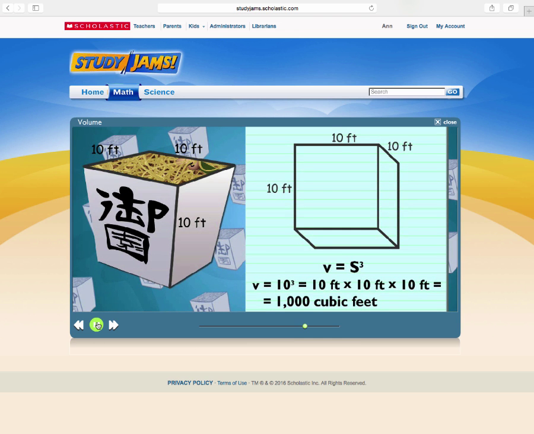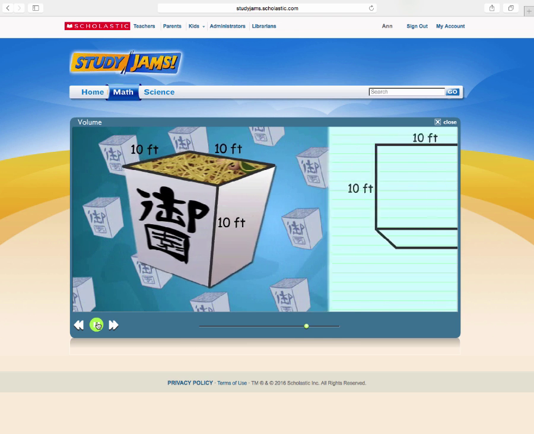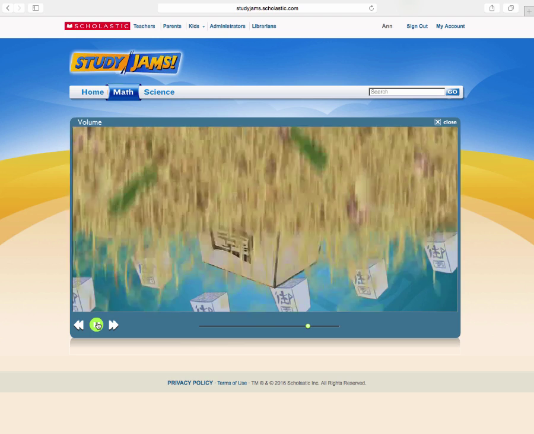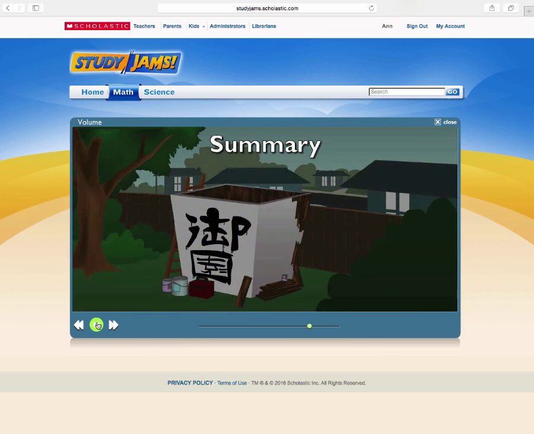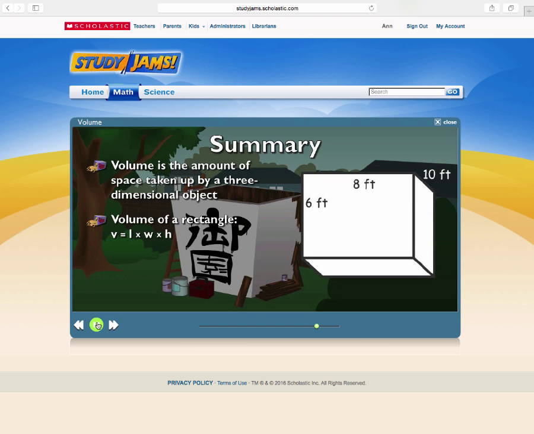For my whole team. It's amazing how adding a couple of feet really cranks up the total when you're talking volume. Definitely. So, I think I've got it. But let's go over this volume stuff one more time to be sure. Volume is the amount of space that's taken up by a 3-dimensional object. To figure out the volume of a rectangle, multiply the length times the width times the height, like we did to find the volume of our giant chow mein box.